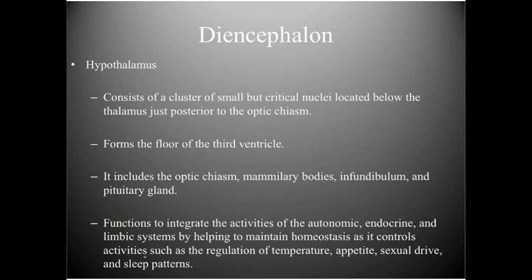The hypothalamus consists of a cluster of small but critical nuclei located below the thalamus, posterior to the optic chiasm. It forms the floor of the third ventricle. It includes the optic chiasm, mammillary bodies, infundibulum, and the pituitary gland. It functions to integrate the activities of the autonomic, endocrine, and limbic systems by helping to maintain homeostasis as it controls activities such as the regulation of temperature, appetite, sexual drive, and sleep patterns. So the hypothalamus is very important, controls a lot of things, and so basically just know this last bullet point.